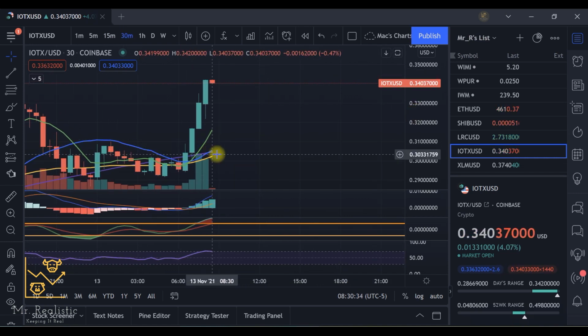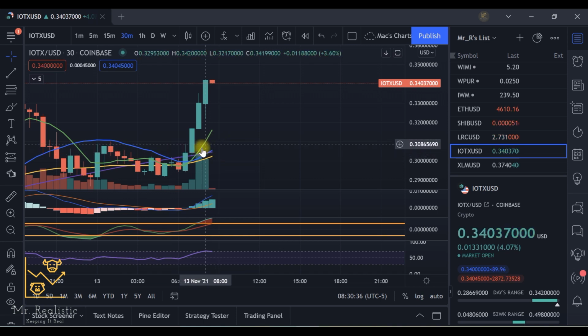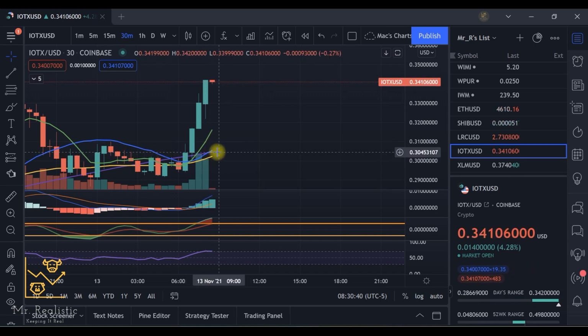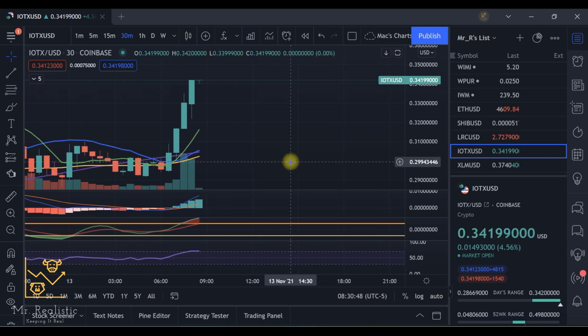Okay, so the 21 crossed above the 200, very bullish. Look how close we are now to a long-term bullish crossing. That is the 50 over the 200, okay? So that's going to happen. Let's just be safe and say an hour from now at 9:30.